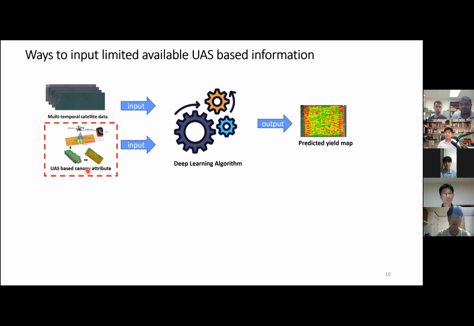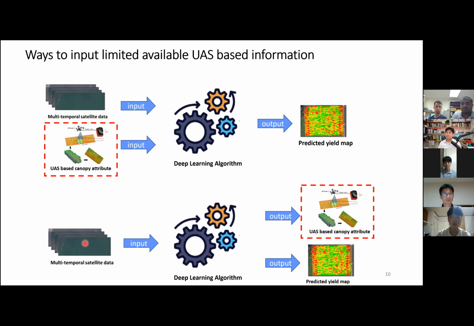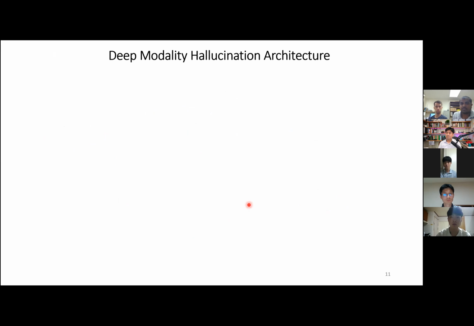There are two ways in which we can utilize the limited available UAS-based information. The first way is to utilize the UAS-based canopy attributes as side information, as part of the input along with the multitemporal satellite data. The second approach is using UAS-based canopy attributes as one of the targets. Talking about the initial approach first, which takes UAS information as part of the input, we adopted the approach that people have been using for depth and RGB fusion.